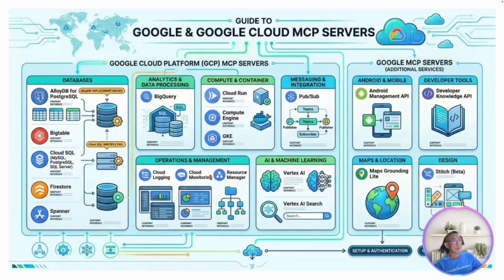So overall, the bigger picture is that more and more services are coming up as MCP servers from Google. You have AlloyDB for Postgres, Bigtable, BigQuery, Cloud SQL, Firestore, Spanner. Then you have compute like Cloud Run, GCE, GKE, and Pub/Sub. Then you have cloud logging and monitoring, Vertex AI, and other MCP servers like the Android developer API and Maps, and even Stitch is coming out. If you are using Stitch, it's also in beta now.